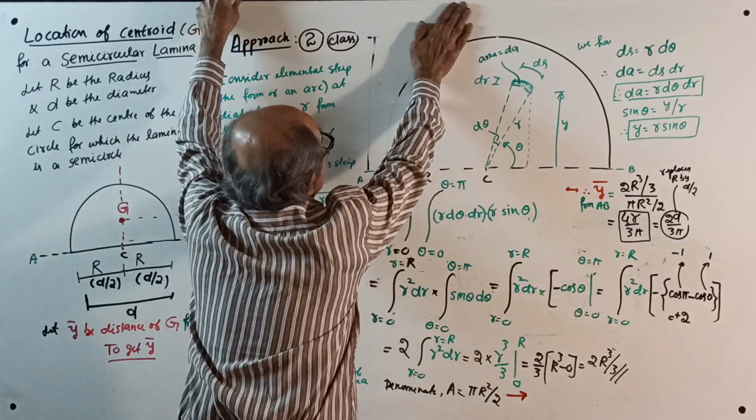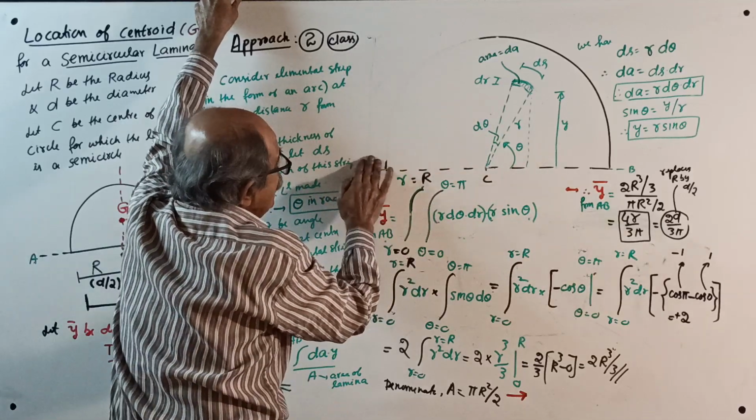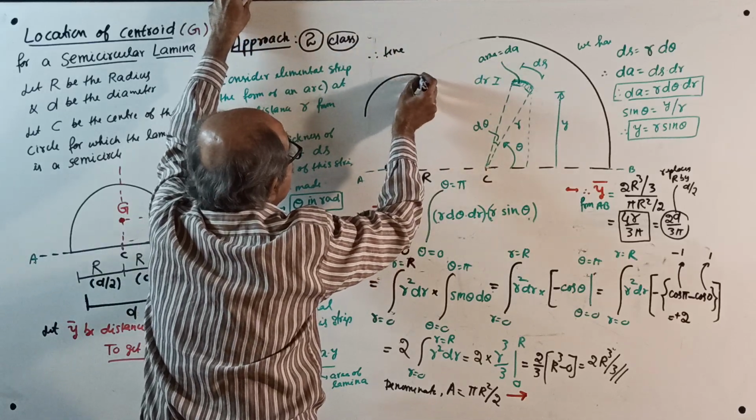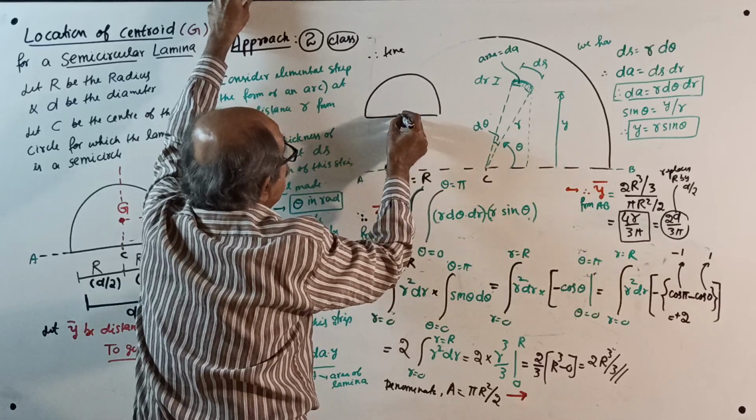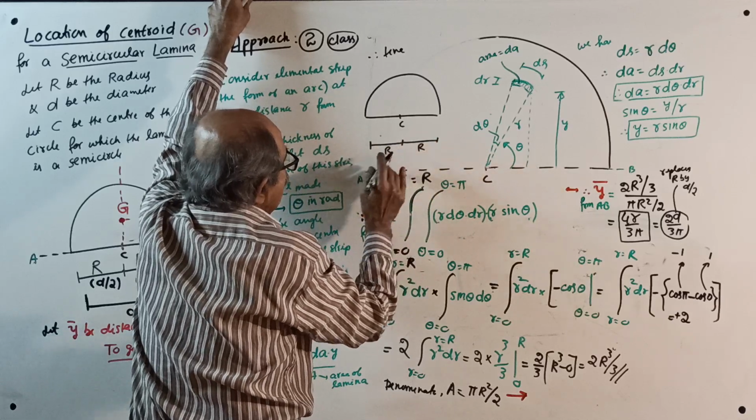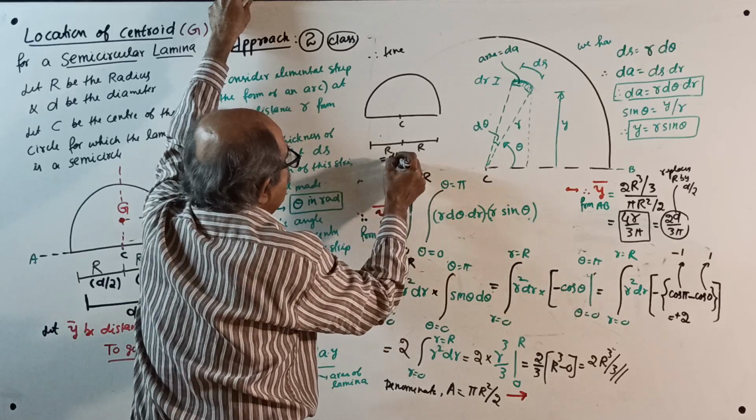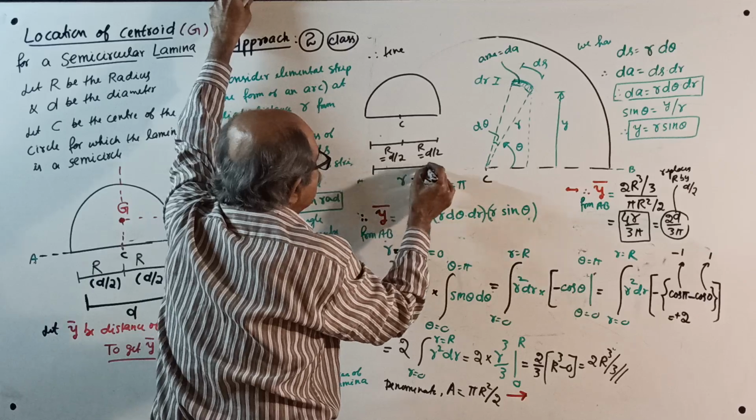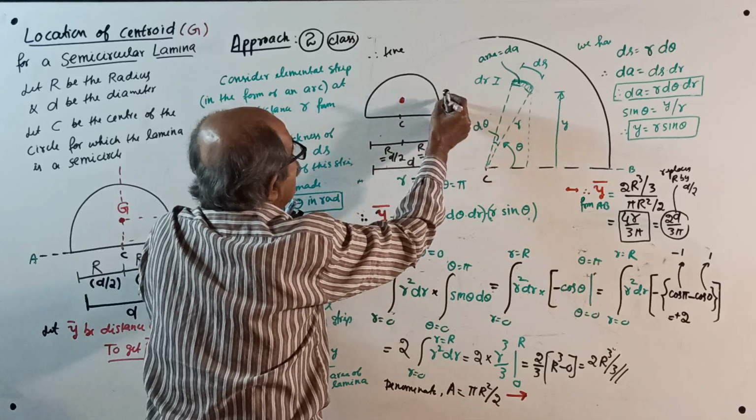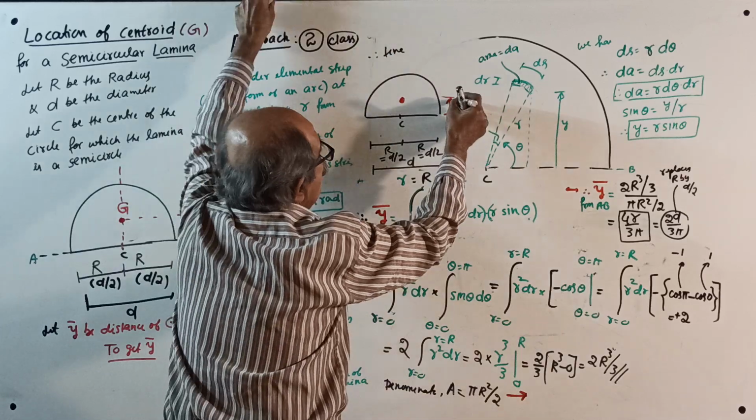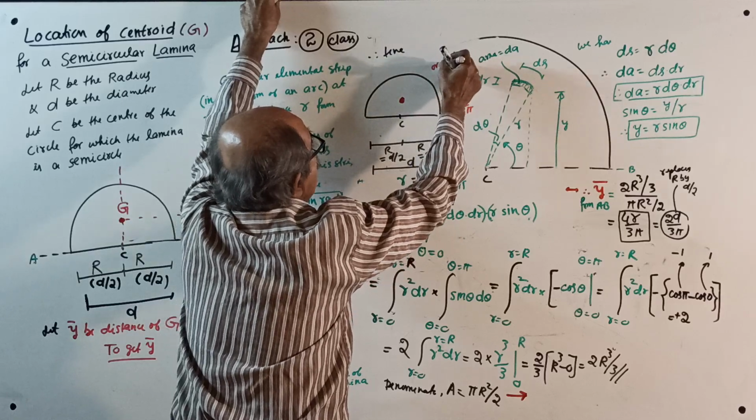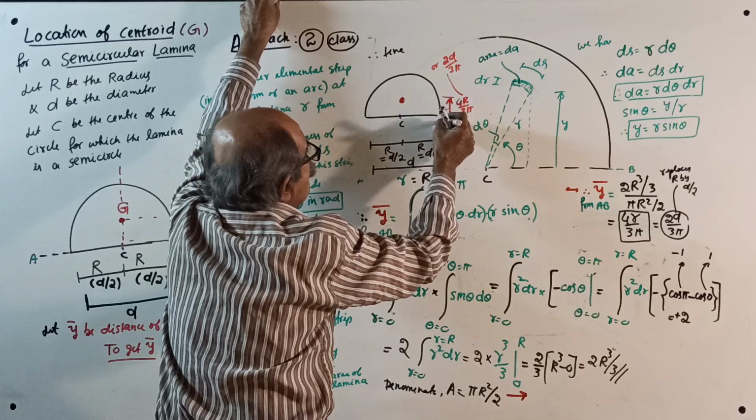One conclusion, I write here now. Therefore, the final answer is, if there is a semicircle here, of center C, this is your radius r, this is also radius r, or you can tell r equal to d by 2, full is d. Why you require? Location of centroid. Then centroid will be here. This distance is 4r by 3 pi or 2d by 3 pi. That is your y bar.